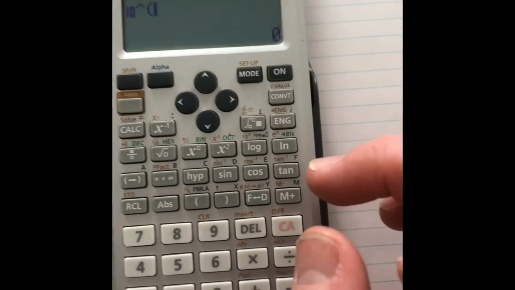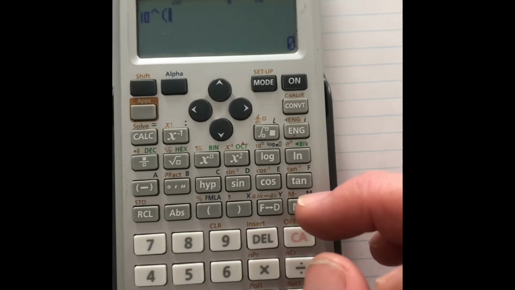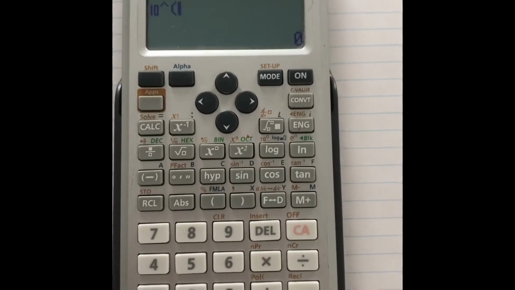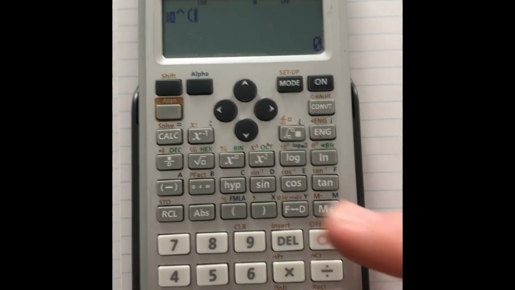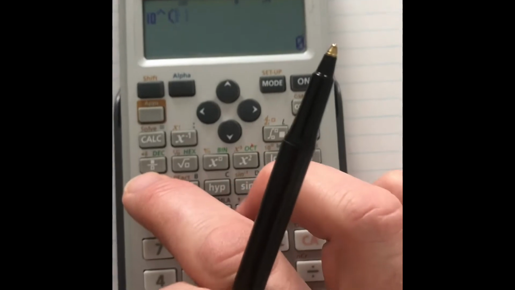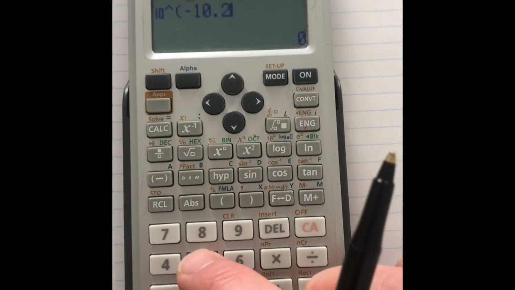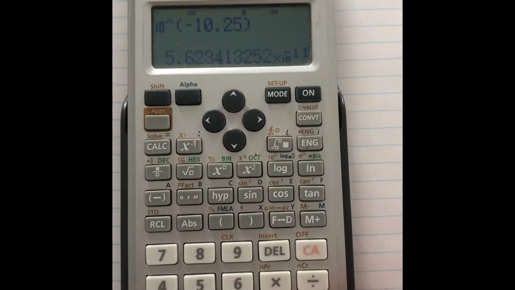So I have to make sure I get negative 10.25 in there. If I put 10.25 in there, I'm going to get a massive number. Remember, when we're looking for hydrogen ion concentrations, they're generally 1 mole per liter or less. So I'm going to go negative 10.25, close the bracket if you feel better about it, and then hit equals.